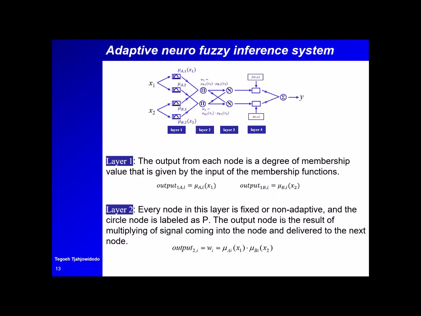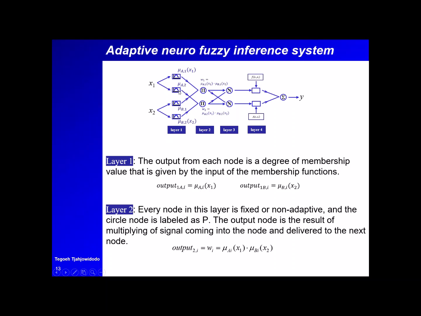The first layer basically is to evaluate the output of each membership function. So here for illustration, I have two membership functions for each of the inputs here. So let's call the first membership function for the first input mu A1.